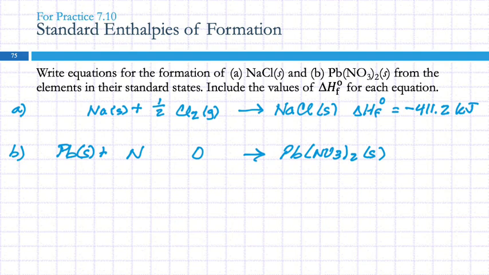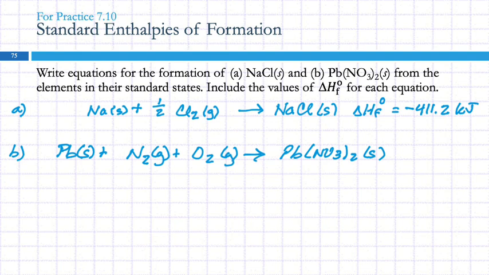Is nitrogen diatomic? Yes, it is. And what is its state? It's a gas. You know, it's in the air we're breathing right now. Is oxygen diatomic? Yes. And it's a gas. So the elements written in their standard states. If you're not sure, you can go look it up in the table.